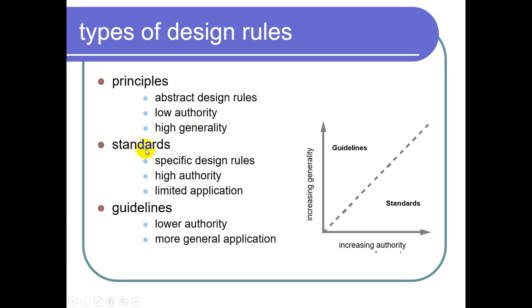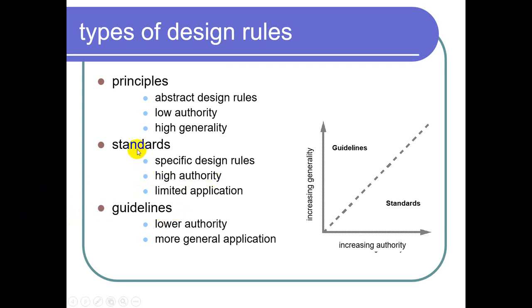Then come the standards. Standards are specific design rules because these are for specific areas, specific problems, specific domains. So each standard is for some specific problem. So these are specific design rules, and these are high in authority. As I told you, standards are always high in authority. Why? Because if I have to make some software as per standard, then I must follow the standards. If I am not following the standards, then my software will not be at the standard level. So that is why it says the standards are high in authority. They demand that we must apply those.